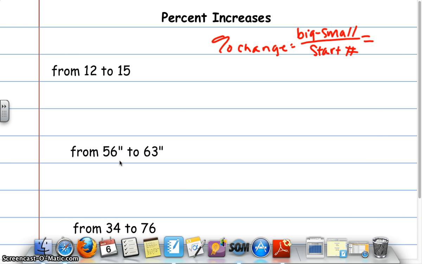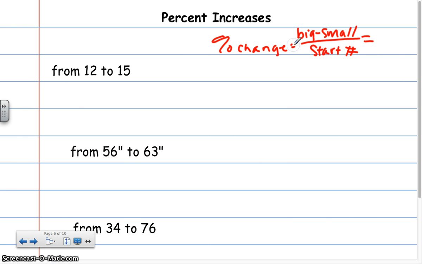Okay, I made a different equation because I thought, hey, maybe some of us might be confused. So this is another way to think of percent change. We can say percent change is equal to our big number, take away our small number. That's our top, our big minus small. And then on the bottom is where we start. It's our starting number, okay? Let me model through that.